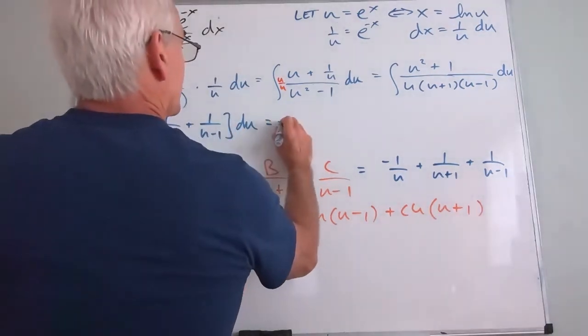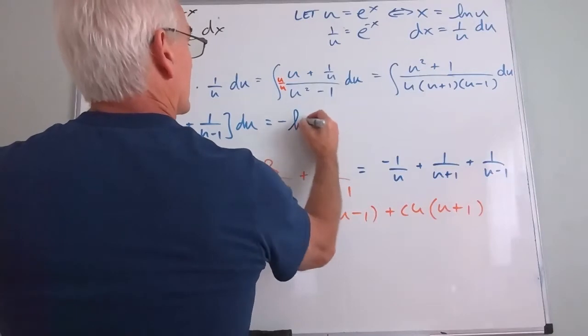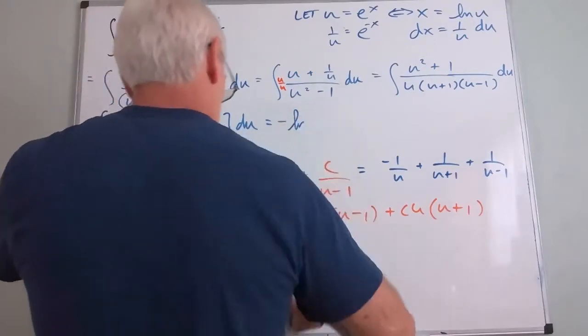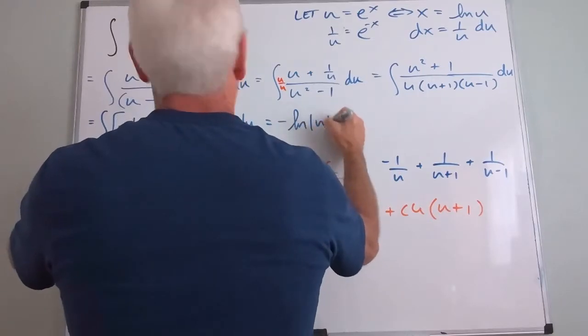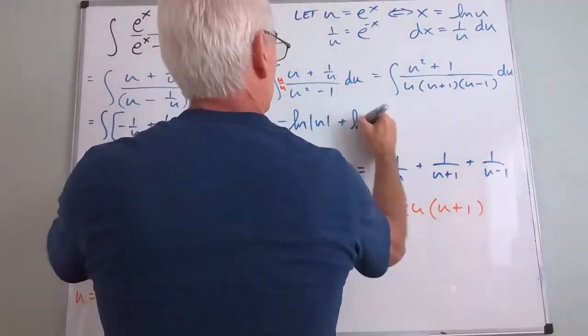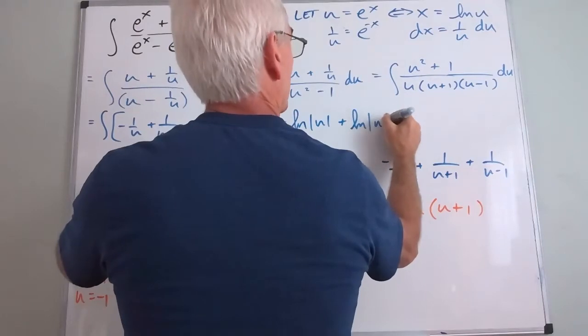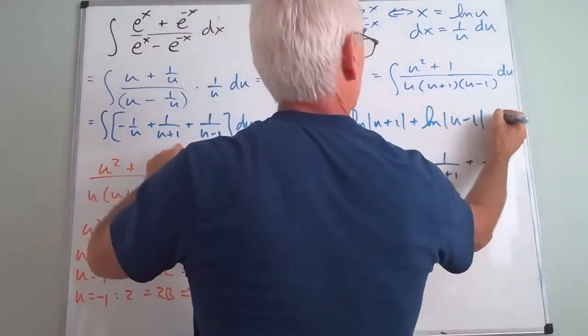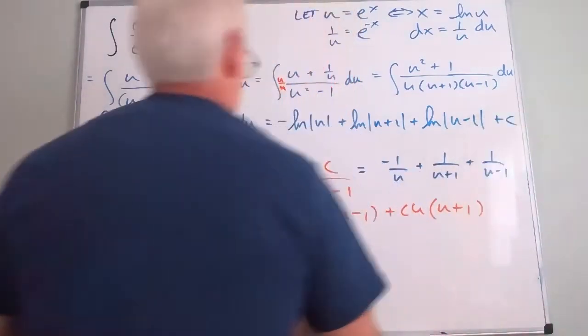So this will give us negative log u. Sorry, I'm getting ahead of myself there. Negative log u, plus log absolute value of u plus 1, plus log absolute value of u minus 1.